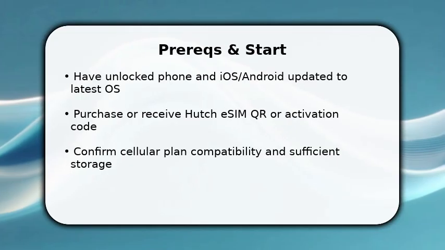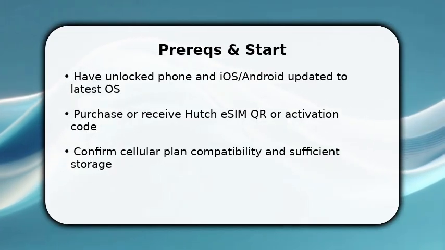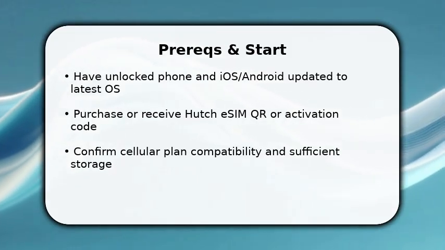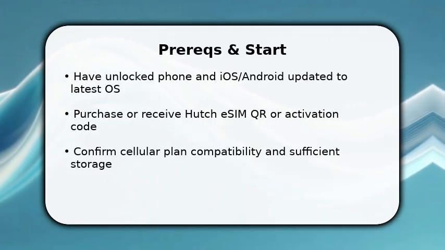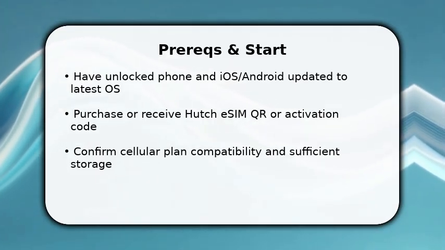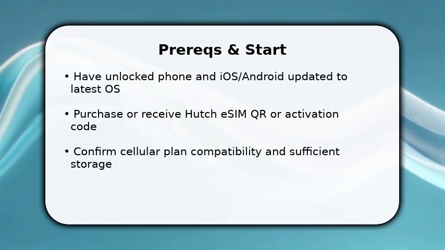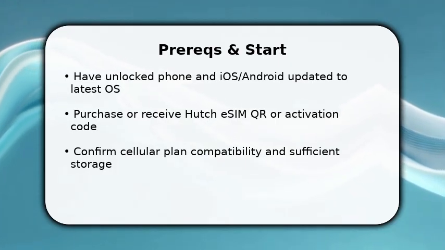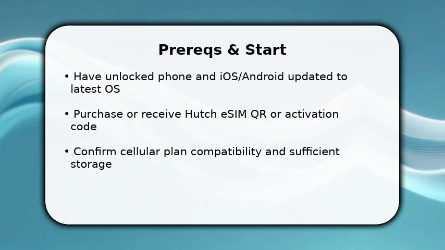You'll begin with two essentials, an unlocked phone and the Hutch eSIM details. First, open Settings and navigate to Cellular or Mobile Data. Tap Add Cellular Plan and point the camera at the Hutch QR code or enter the activation code manually.